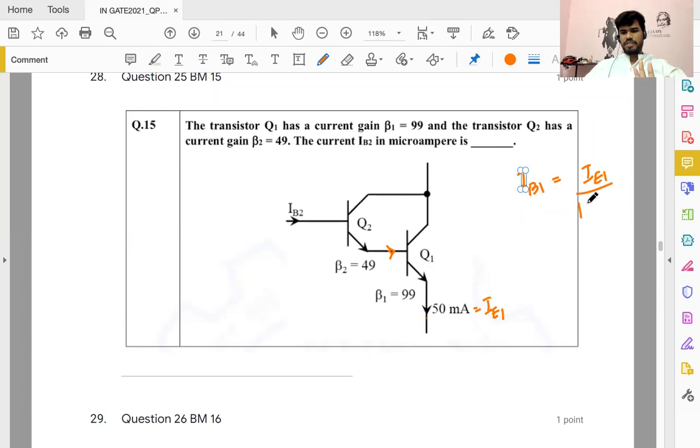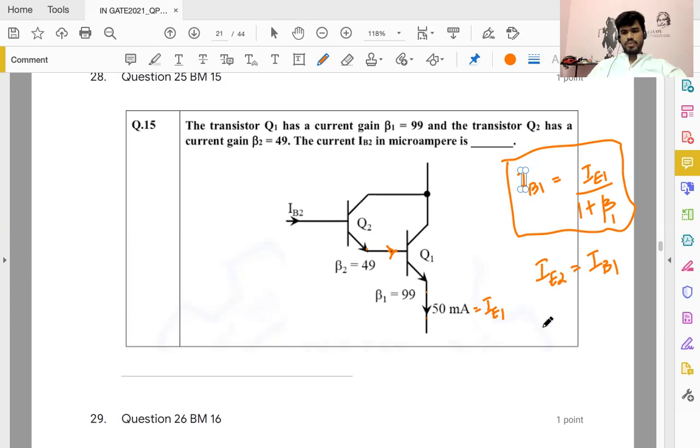you divide it by a very, very large number. That is 1 plus beta. Notice beta is large, 4950. So 1 plus beta, it's a very large number. Small fraction of IE1, that is IB1. And this emitter is same as this base. So your emitter current in 2 is actually IB1. So you also know that this should be beta 1 because there are 2 transistors. So that's the only relation you need to remember. You need to know what is base, emitter, and all that.